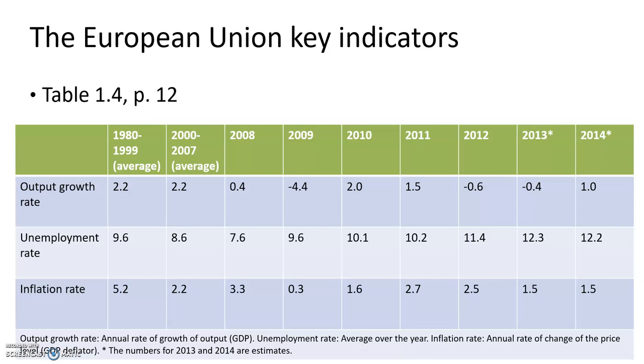European Union key indicators. Table 1.4 shows the growth, unemployment and inflation in the euro area for 1980 to 2014. Look at the first two columns of Table 1.4. Even during the pre-crisis period from 2000 to 2007, the euro area was not doing very well when compared to the United States. The overall picture was of a slow-growing economy with high unemployment, and not surprisingly, the crisis made things worse.